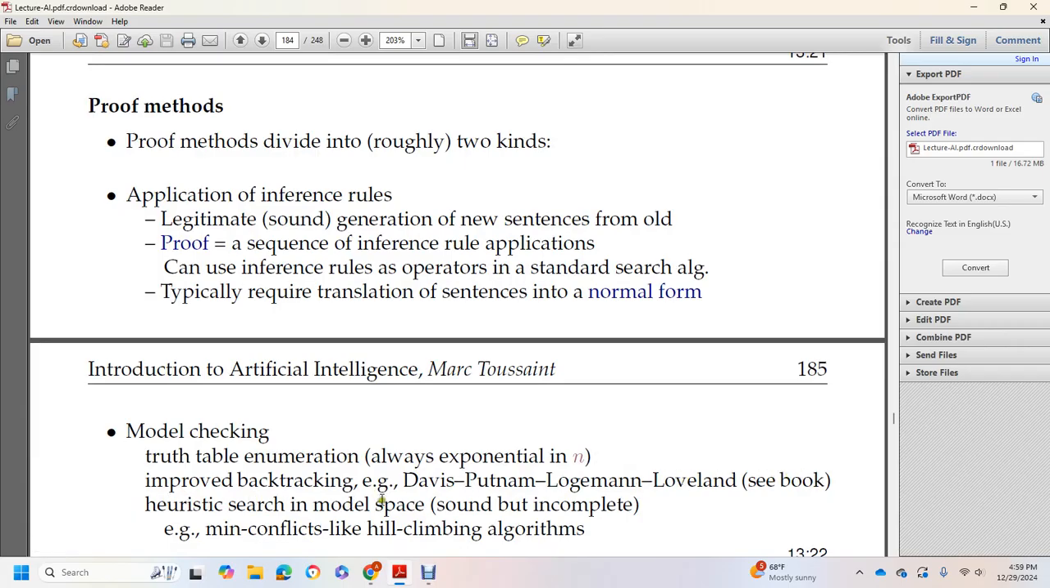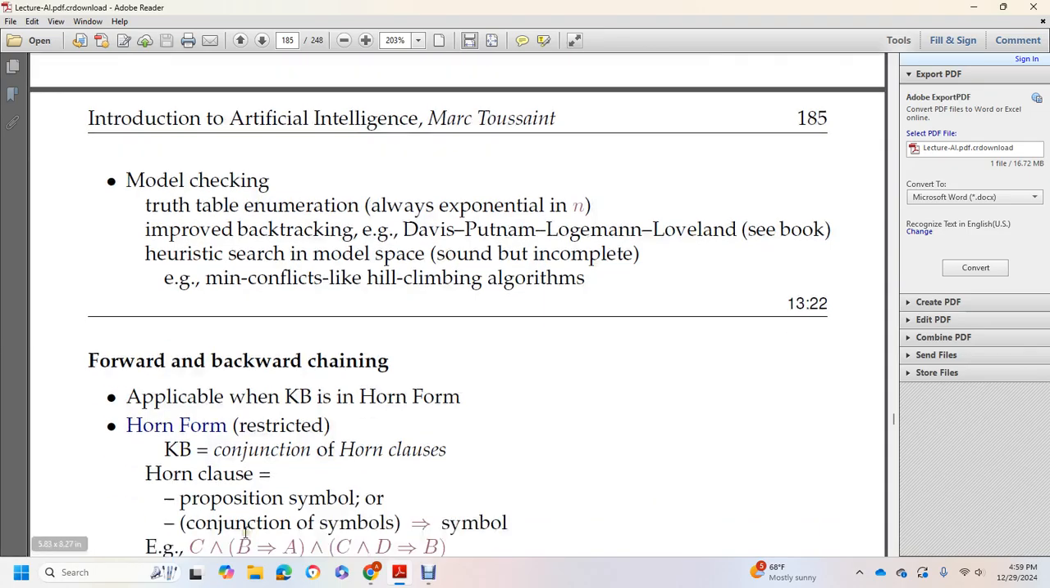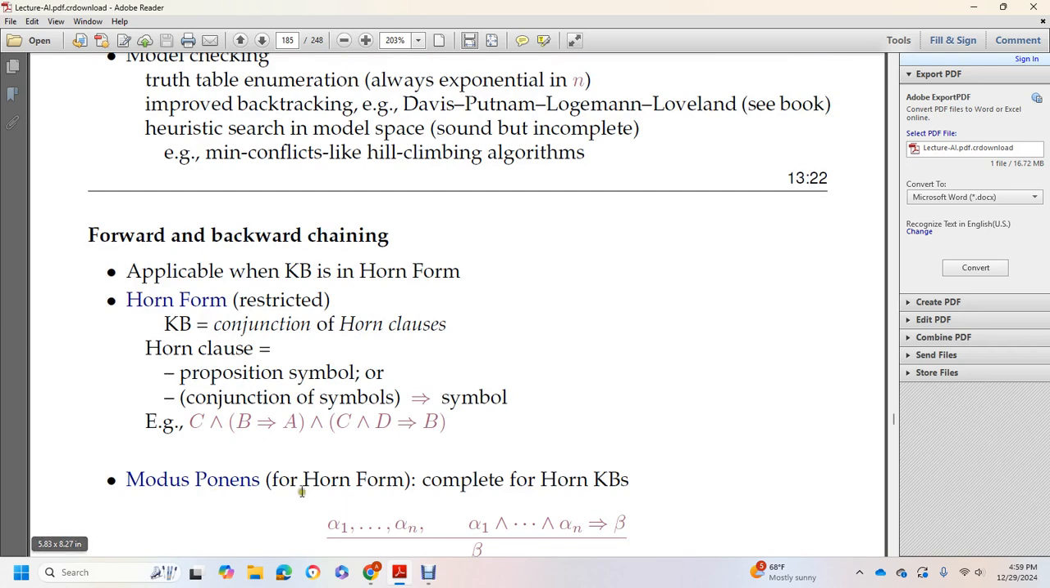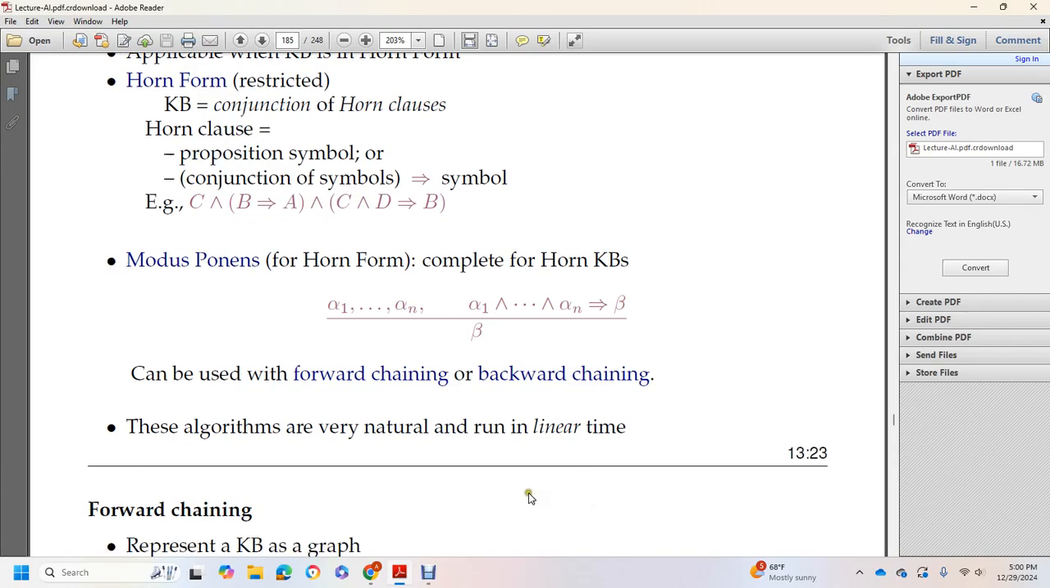Heuristic search in model space is sound but incomplete, such as hill climbing algorithms. Forward and backward chaining are applied with a KB in Horn form. Horn form restricts the KB to a conjunction of Horn clauses, each a proposition symbol, or a conjunction of symbols implying a symbol. Modus ponens is complete for Horn KBs. Forward chaining and backward chaining algorithms run in linear time.